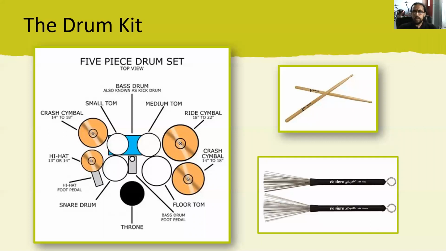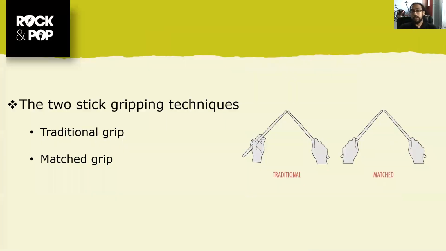Next up, let's look at some gripping techniques, because these are very important for a drummer to know. First is the classical grip, the traditional grip. This is how drummers started.